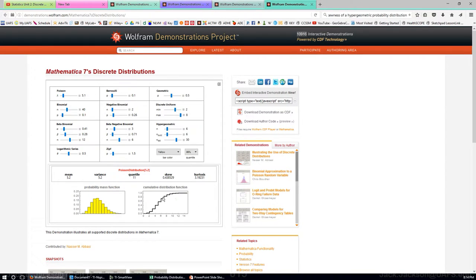Now this particular one actually is, Mathematica has a whole bunch of different discrete distributions built in, and some of these we're going to talk about and a couple of them not. We'll talk about Poisson later. We've talked about Bernoulli. So if I select Bernoulli here and move this back and forth, we can see the information about that.